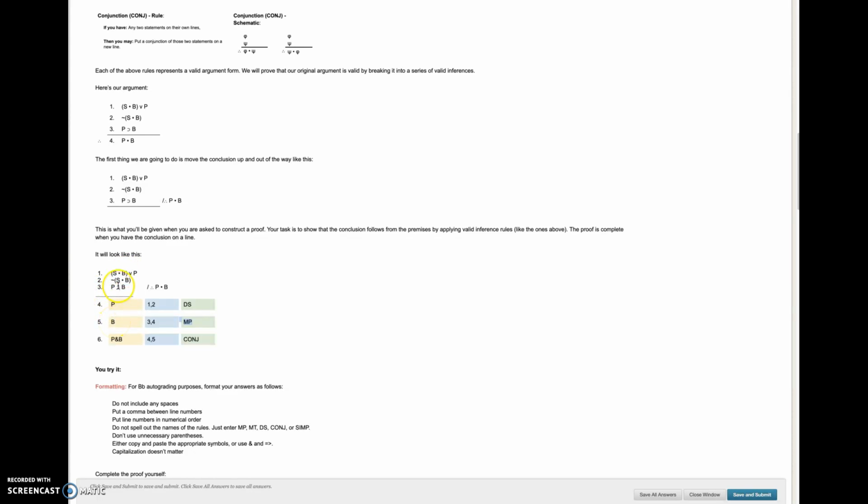Now we've derived P and we've derived B. So if the premises are true, we know that P is true, and then we know that B is true. It follows then that P and B is true. P is true and B is true, then P and B is true. And we'll cite lines 4 and 5 and the conjunction rule.